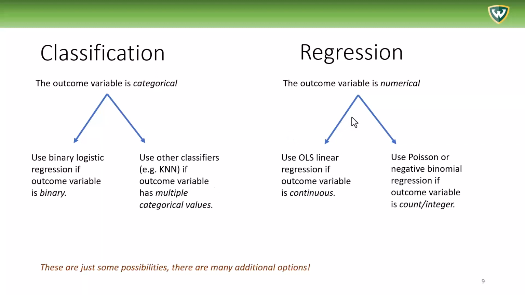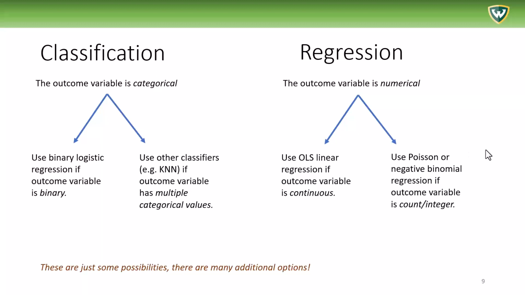With regression, we apply these kinds of regression models when the outcome variable is numerical. And often we're going to use OLS, that is ordinary least squares linear regression, but that's when the outcome variable, the y, is continuous. Okay, so not integer, it's kind of like decimal. Now, sometimes people will use linear regression when the outcome is integer and not continuous, but it's technically most of the time not appropriate.